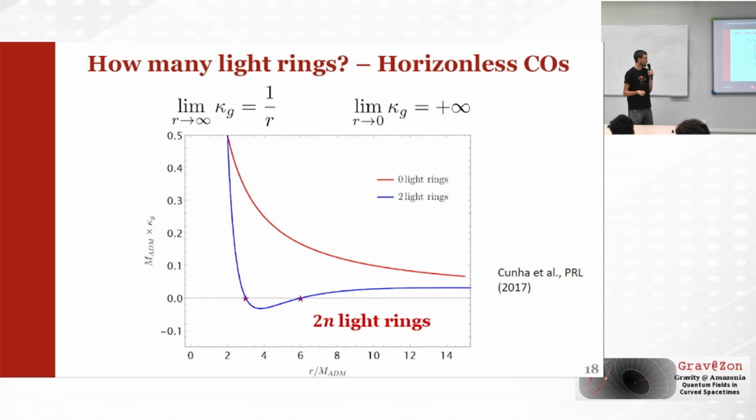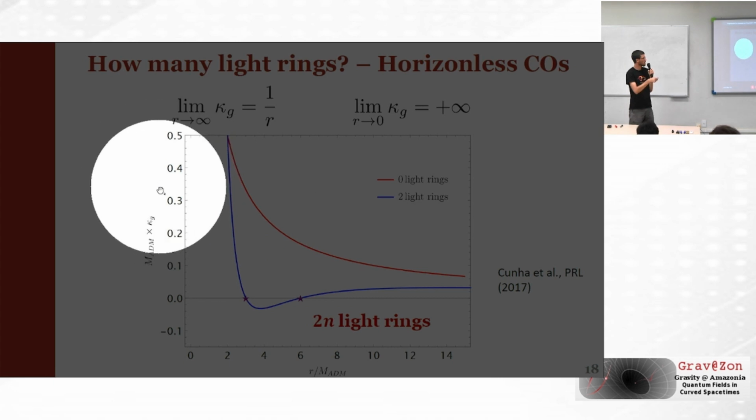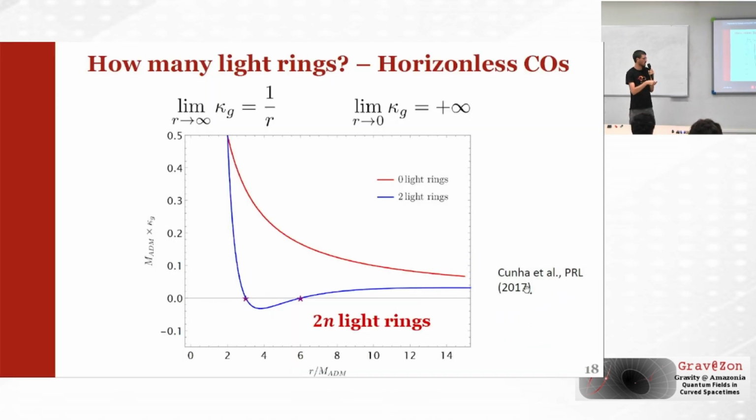This is different for the case of horizonless compact objects, because at the origin the geodesic curvature diverges, which means that we can have a spacetime with no light rings, because the function is positive both at the origin and at infinity. And if we want to have light rings, they will come in pairs, the innermost one being stable and the outermost one being unstable.